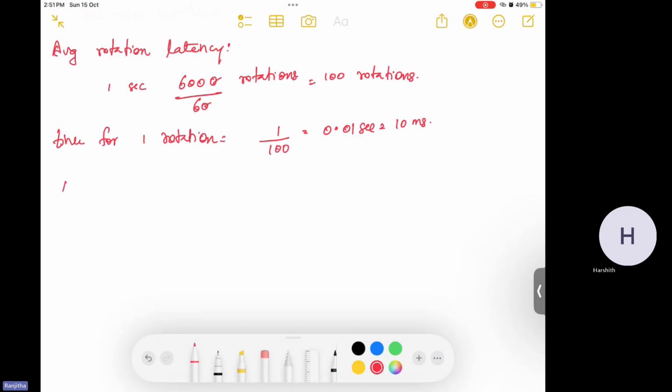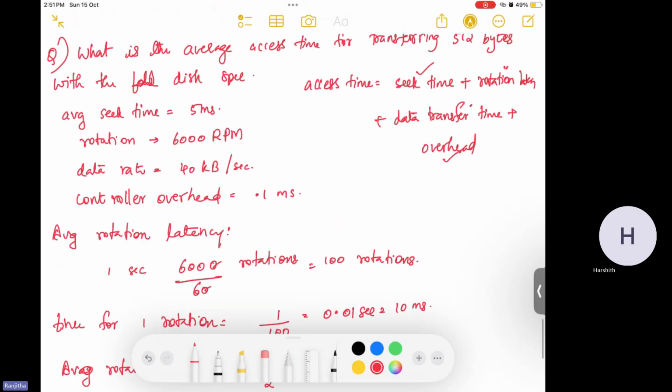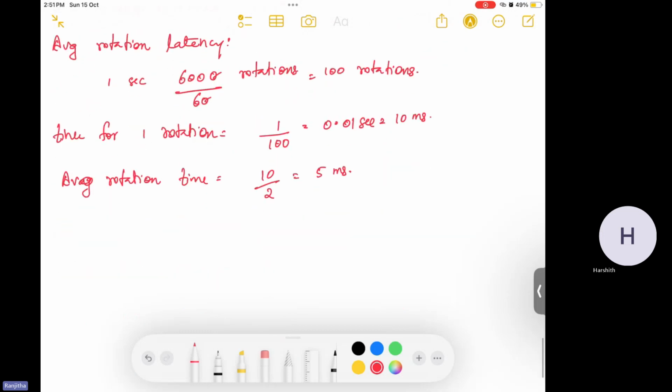Now, average rotation latency is average rotation time, equal to half of this, which is 10 by 2, which is 5 millisecond, the time it takes for half a rotation. Okay, so it is 5 milliseconds. So we are done with this component. We have computed this rotation latency. Now let us see the data transfer time.